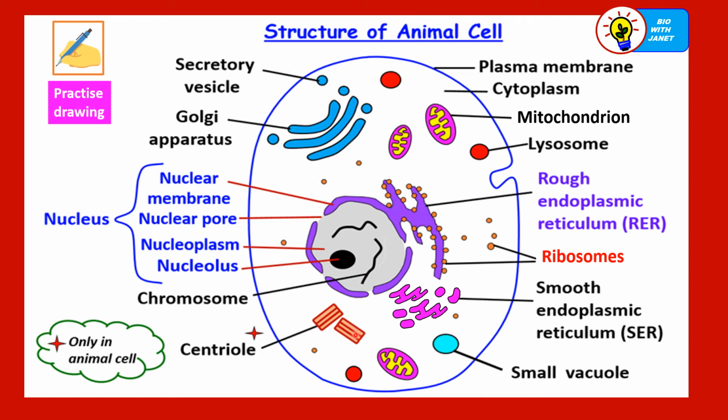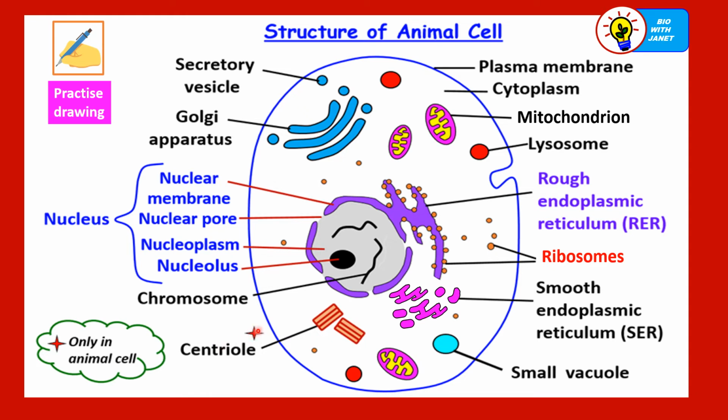Then we have the centrioles. Centrioles are involved in cell division. They form fibers called spindle fibers during cell division, but they're only found in animal cells. Centrioles are only found in animal cells and not in plant cells.